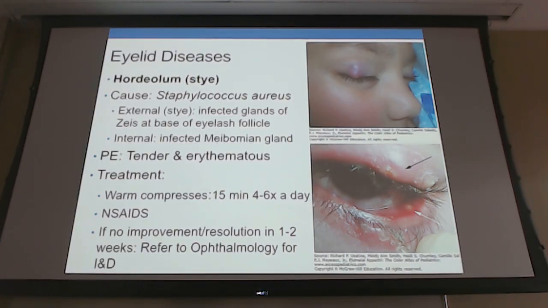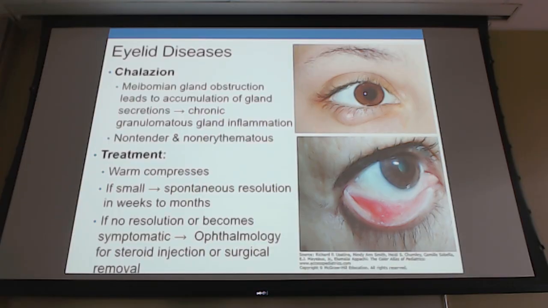So NSAIDs, warm compresses, trying to get that infection out of those deeper glands. If it's been more than a couple weeks, sometimes they need a small incision and drainage into that area, so ophthalmology can do that. Most of the time you can manage these as an outpatient. You might pop up, be very painful at first, and then continue on their way.